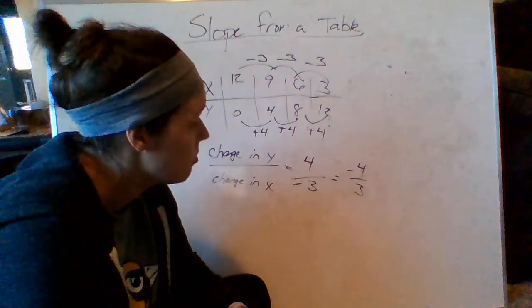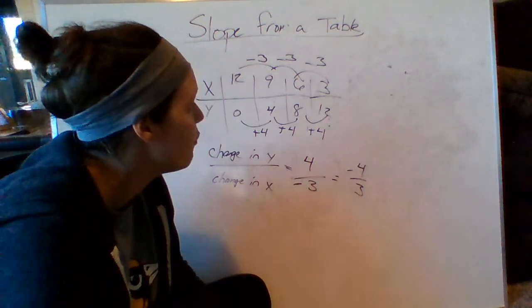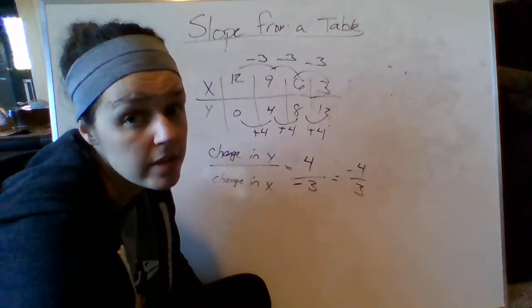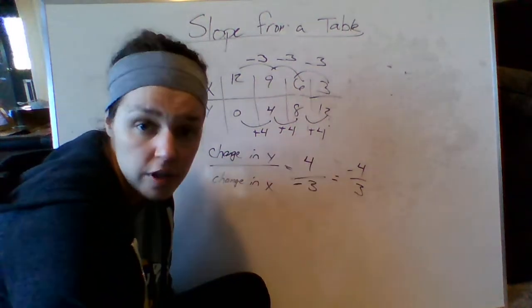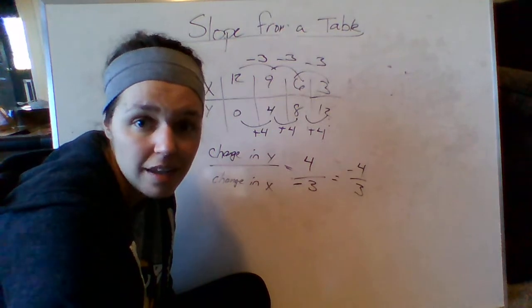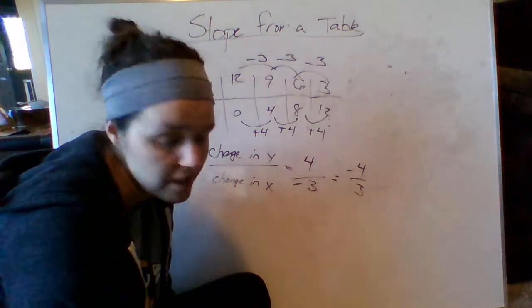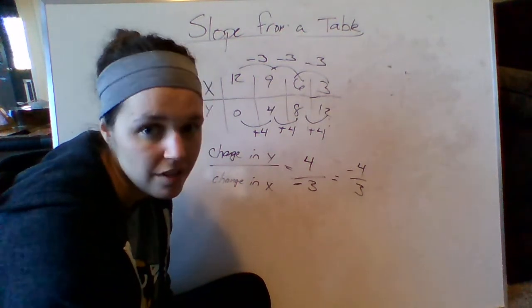Somebody might ask, what if your x and y don't go up by the same thing? What if it went 4, then 5, then 6? For this grade level, you're just going to say there's no slope, because this is not a linear line. You would say non-linear, all right?